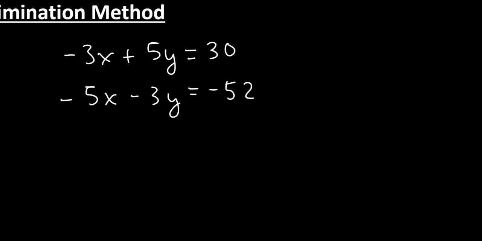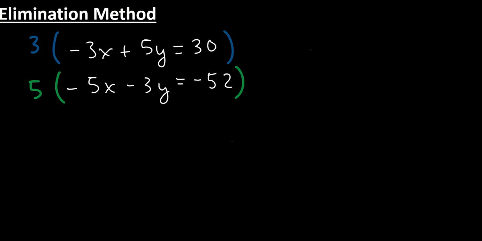So again, I think the y's already have opposite signs, right? It's a positive 5y and a negative 3y. So I'm going to multiply the top equation by positive 3, and the bottom equation by positive 5. That will give me y coefficients that are opposite of each other, right? One will be positive 15y and the other will be negative 15y. And I will be eliminating the variable y.